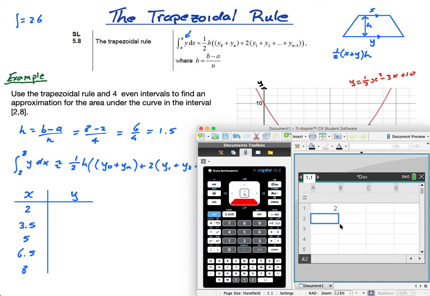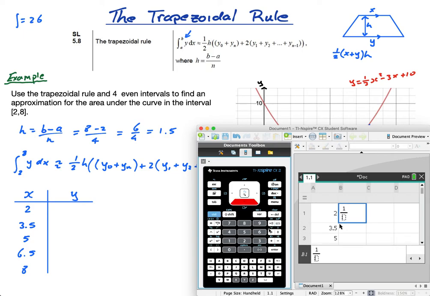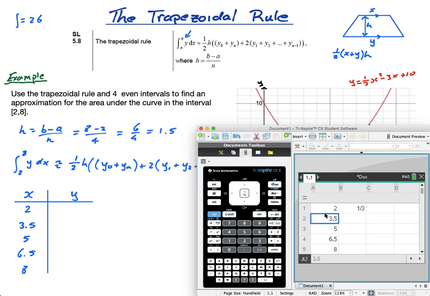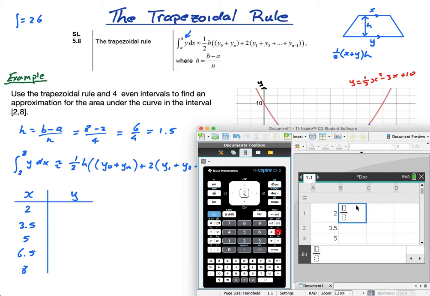So I've opened up a spreadsheet here. So I have 2, 3.5, 5, 6.5, and 8. Now, what I want is a third x squared minus 3x plus 10. So I'm going to do a third times, I forgot the times, which is important. And now instead of writing in 2 squared or whatever, the way you would in Excel, I click this, and it gives me A1. So that's going to give me A1 squared.